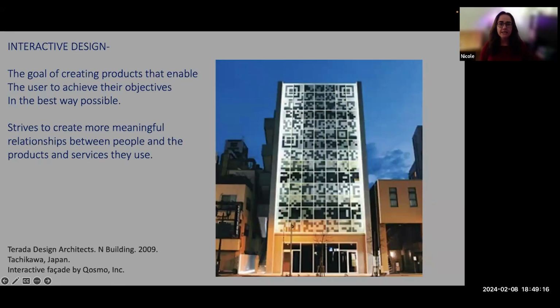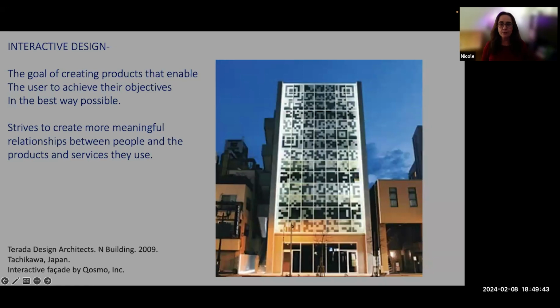So in 2009, though, the N building by the Terada Design architecture firm in Japan was groundbreaking for its use of a QR code built right into the surface. So scanning a QR code with any kind of device could bring up a website, a video, an app, or any kind of other information. This building builds interactivity into its surface.